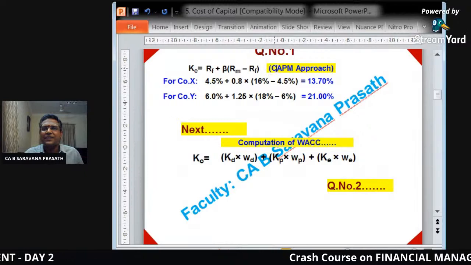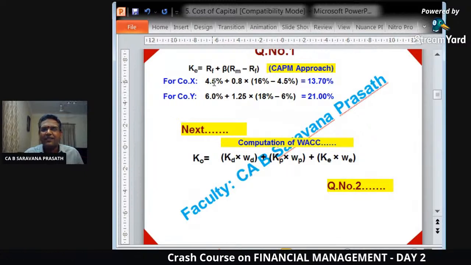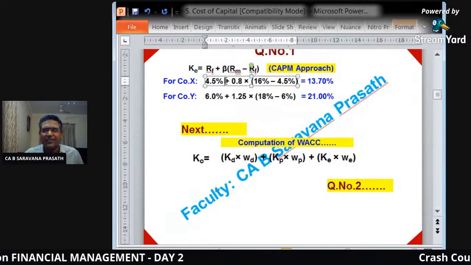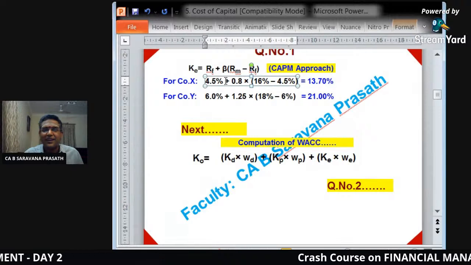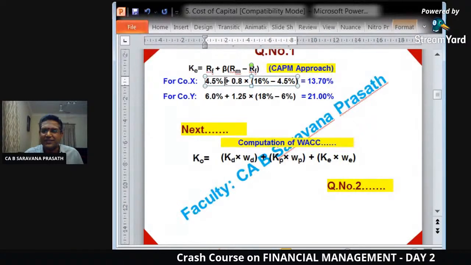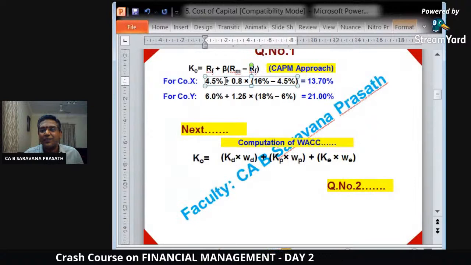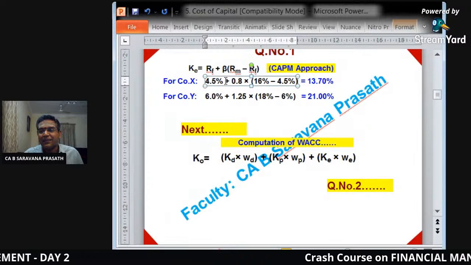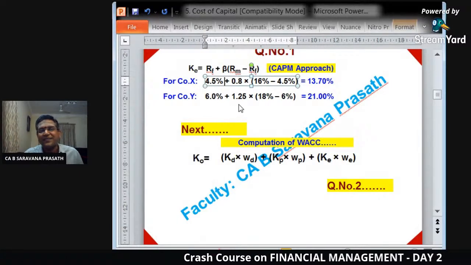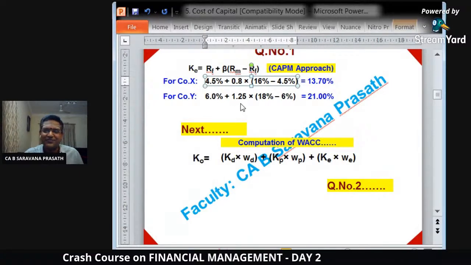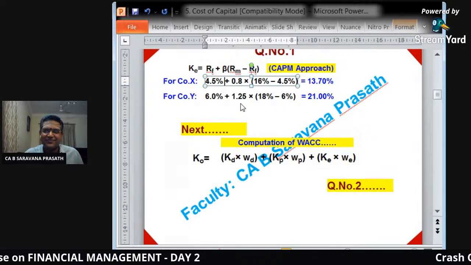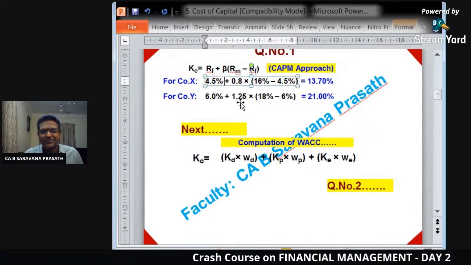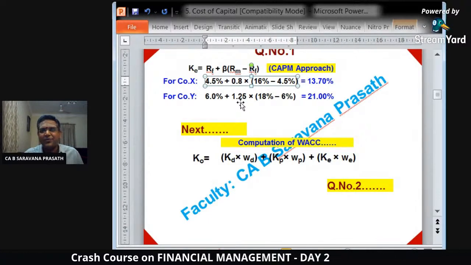The capital asset pricing model approach is applied here. The formula is shown first, followed by the substitution of the formula. You will be getting 13.70% for the first company, as very nicely responded to in the answer here. And for the second company, you will be getting 21%.